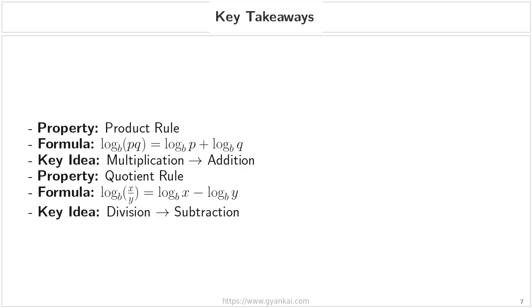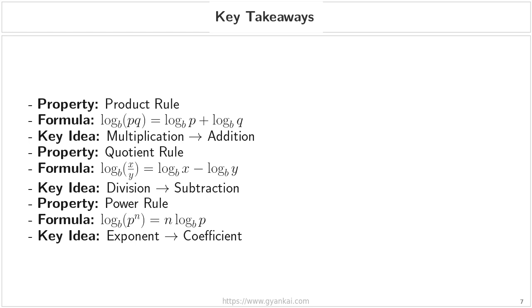Next is the quotient rule. The formula states that log base b of x divided by y equals log base b of x minus log base b of y. Similar to the product rule, the core concept is that division within the logarithm corresponds to subtraction. Then we have the power rule. The formula is log base b of p raised to the power of n equals n times log base b of p, as we saw in our examples. This allows us to move the exponent down to become a coefficient, which is incredibly useful for simplifying complex functions.